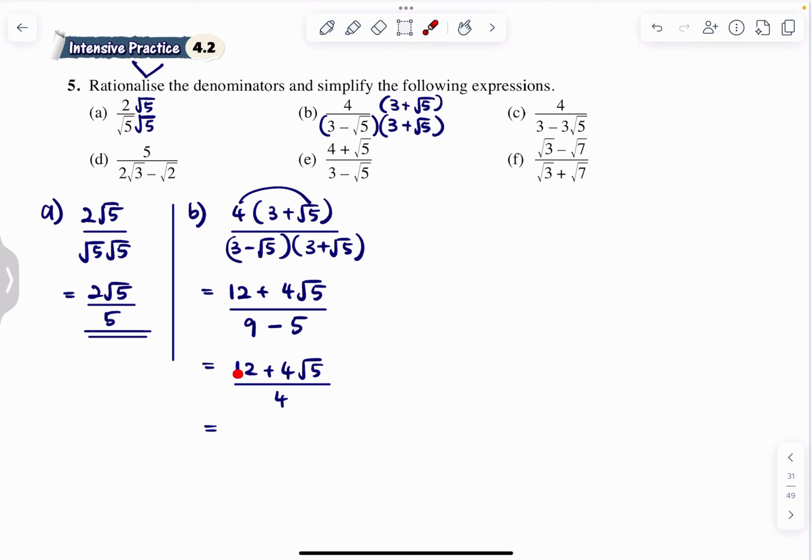So all these terms can be divided by 4. So 12 divided by 4 we get 3. 4 surd 5 divided by 4 we're just left with surd 5. And 4 over 4 is just 1, so we don't have to write the 1. That's it. This will be our final answer. Done.